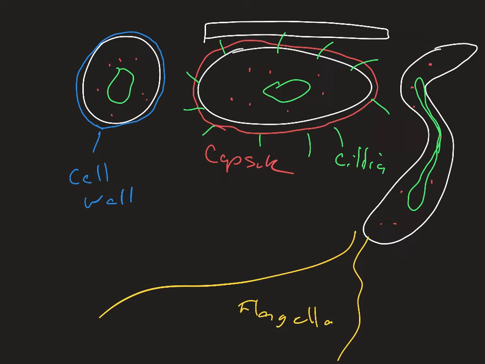Yes? So for the flagella and the cilia, do they connect to the capsule or the cell wall, or do they connect directly out of the cell membrane? They're connected to the membrane. I didn't do a very good job of drawing that. So they're actually connected to the membrane or to the wall. Okay. Yep, so it would grow right out of there.